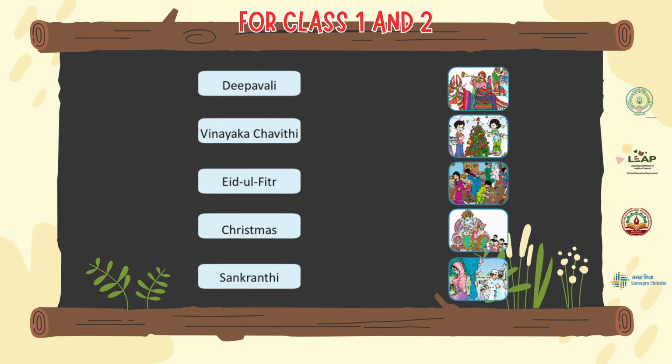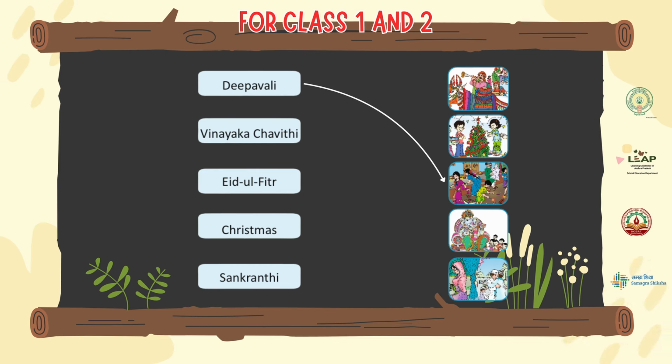People are smiling and lighting diyas. Where do you see that picture? It is there in the list, that is third from the top. Yes, this is Deepavali, the festival of lights. We light lamps, wear new clothes, and eat sweets. Now, repeat after me. We light lamps on Deepavali.